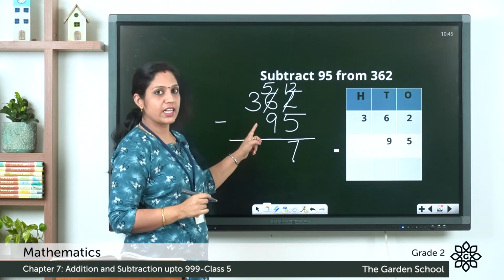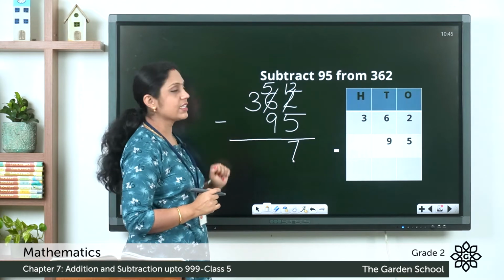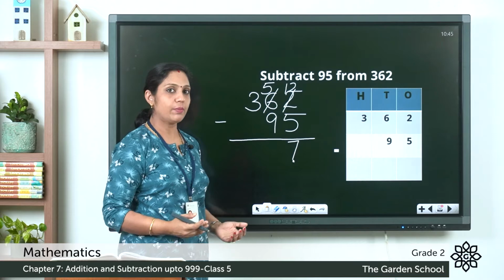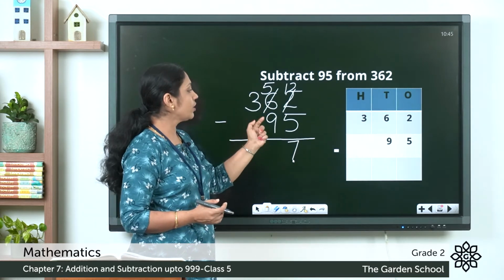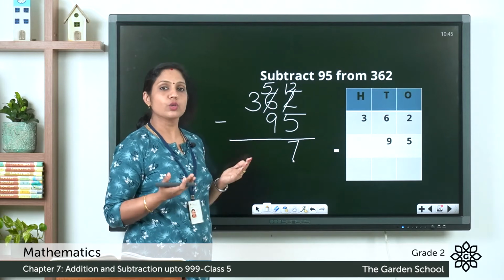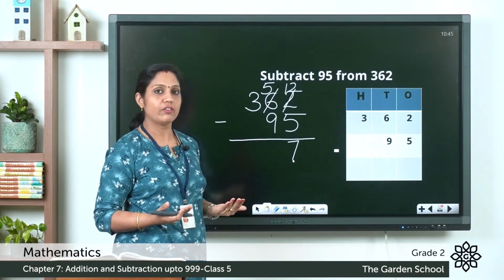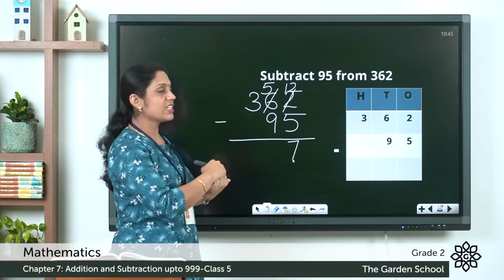Now let's move on to the tens place. We have 5 minus 9 in the tens place. So are we able to subtract 9 from 5? Which number is greater? Is 5 greater or 9 greater? 9 is greater. So we are not able to subtract. So what do we have to do? We have to move to the hundreds place for borrowing.